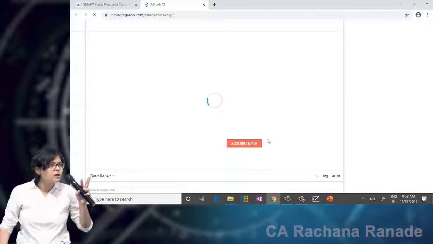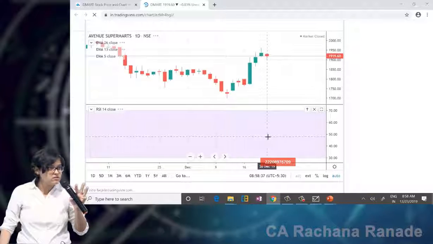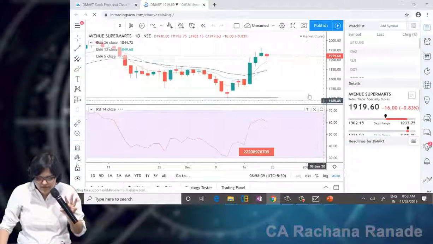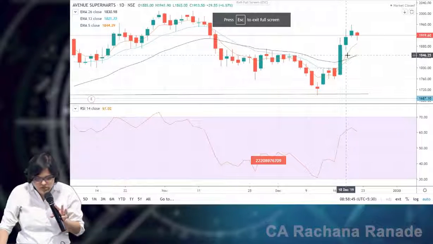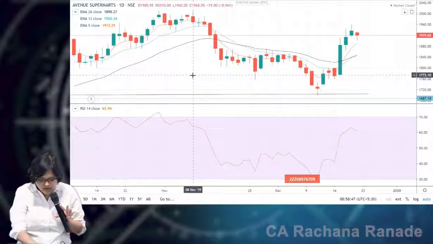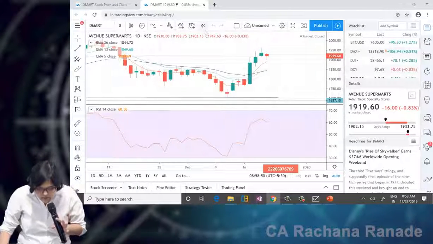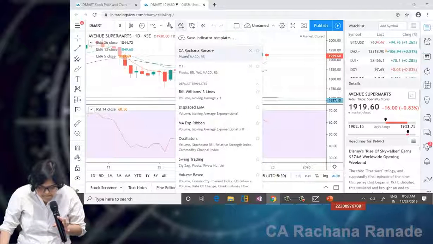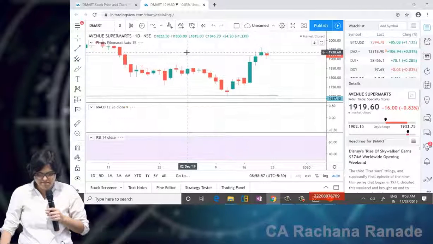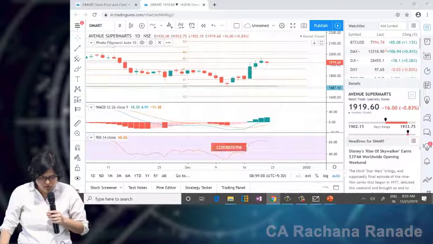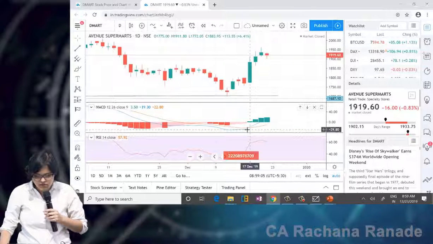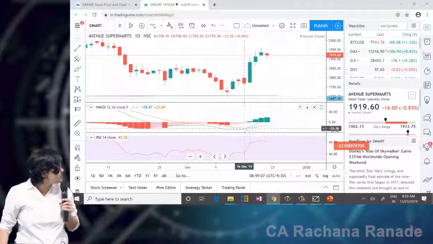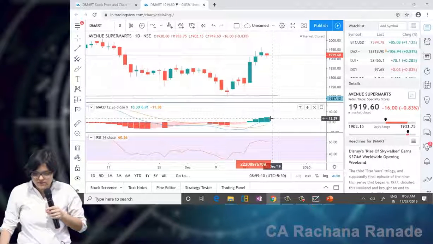Two candles, if you remember, plus moving average. Today, without the moving average, we'll check this one. Anyway, the moving average is also cutting. Where is my MACD? I'll close the Fibonacci. Okay, MACD crossover here. Strength is increasing since then.